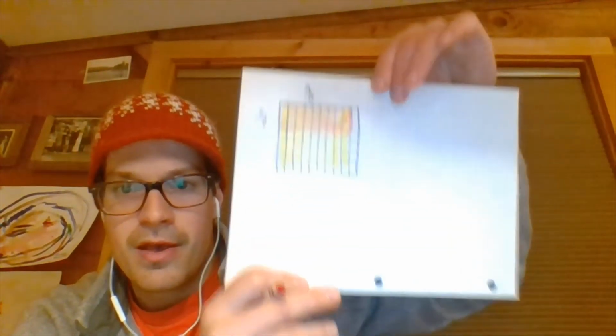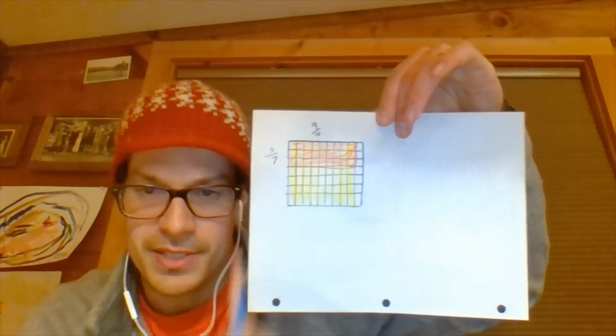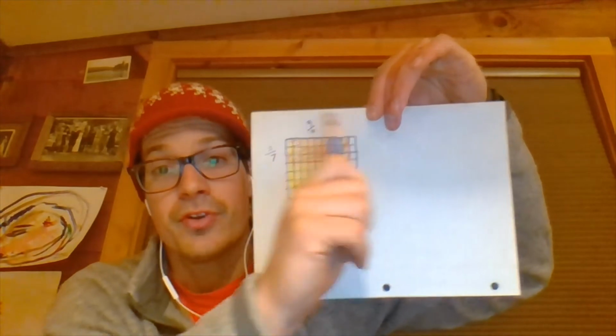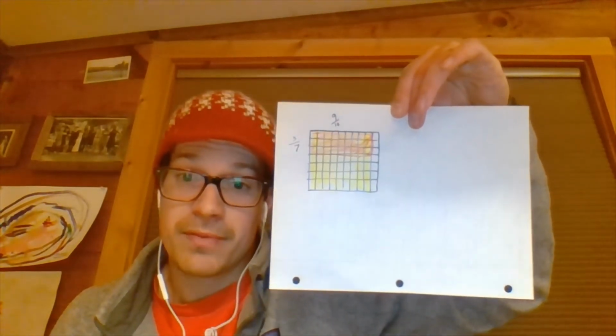Figure it out, camera. 9/10 across, 3/7 down. There's 27 pieces shaded, 27 out of the whole, which would be 70. That's a proof. You can use it or leave it, but it lets you know how it works.